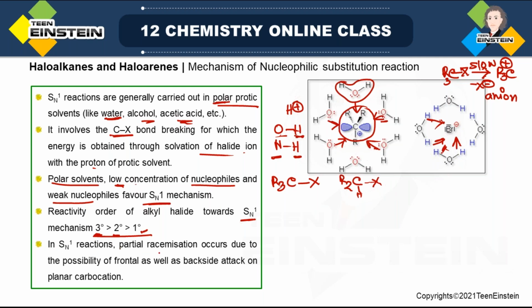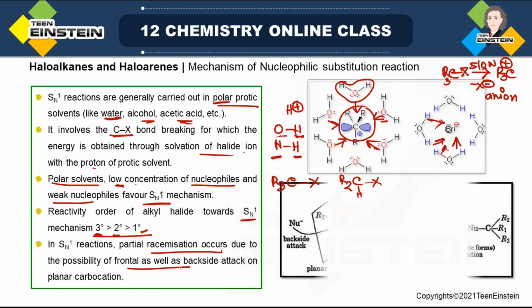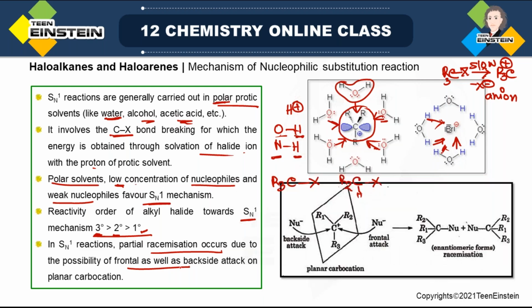Now in the SN1 reaction, partial racemization occurs because of the possibility of frontal attack as well as backside attack. Now what is the meaning of racemization? We will discuss it after 1 or 2 slides. Right now just focus that it is racemization mostly that will take place in SN1.